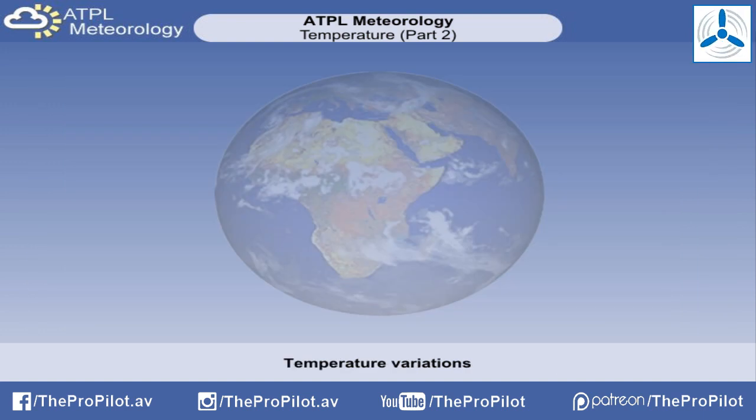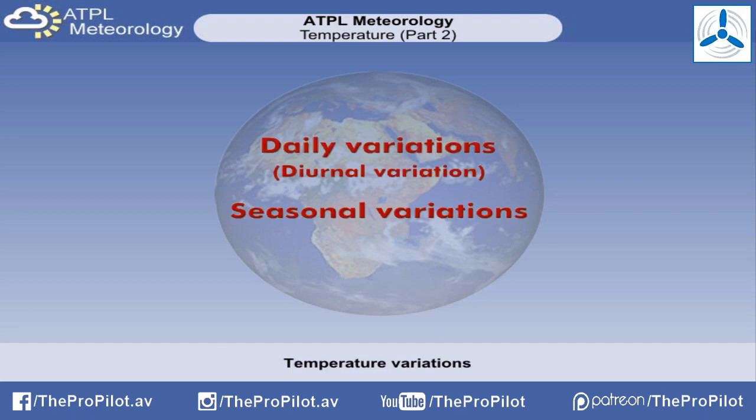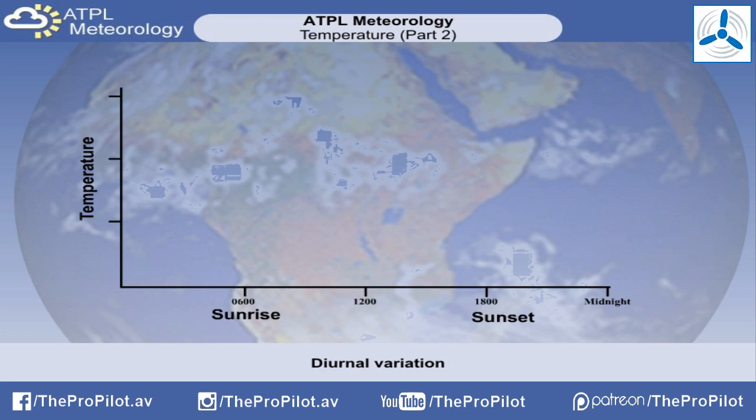Looking at the air temperature near the Earth's surface, usually measured in a Stephenson screen, we see considerable variations both daily and seasonally. The temperature of the air often varies greatly through a 24-hour period. We will look at the main reasons for this in turn.